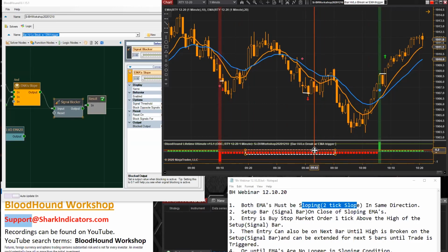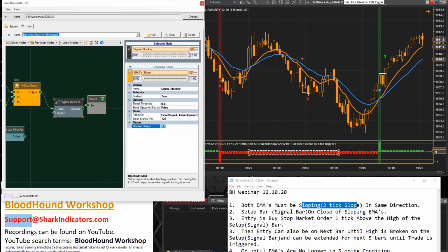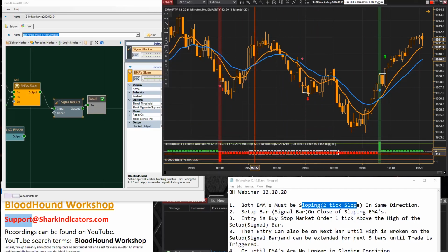So whenever you see this partial output, this output that's only 0.2, that's telling you the signal blocker is blocking short signals on these bars. And then once we get a cross up, then it's reset. But we actually want to turn the signal blocker off when, there we go, on this bar here.